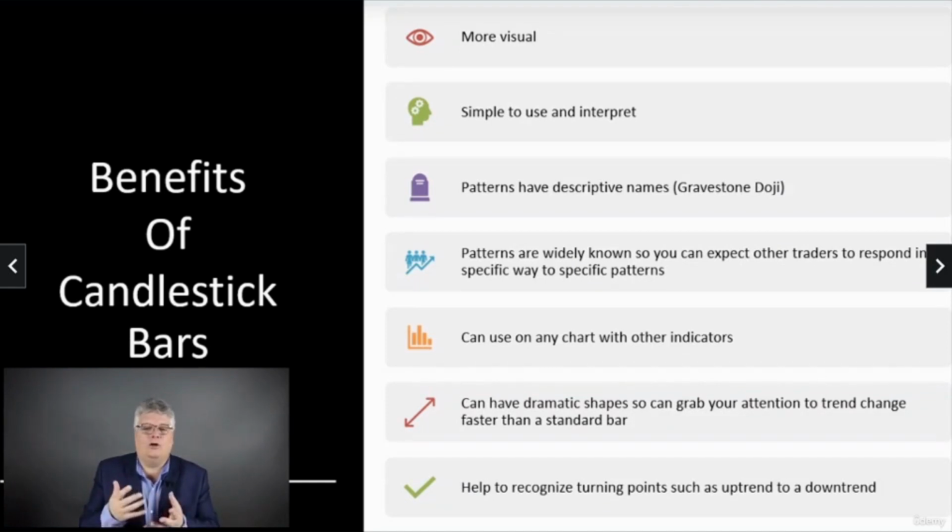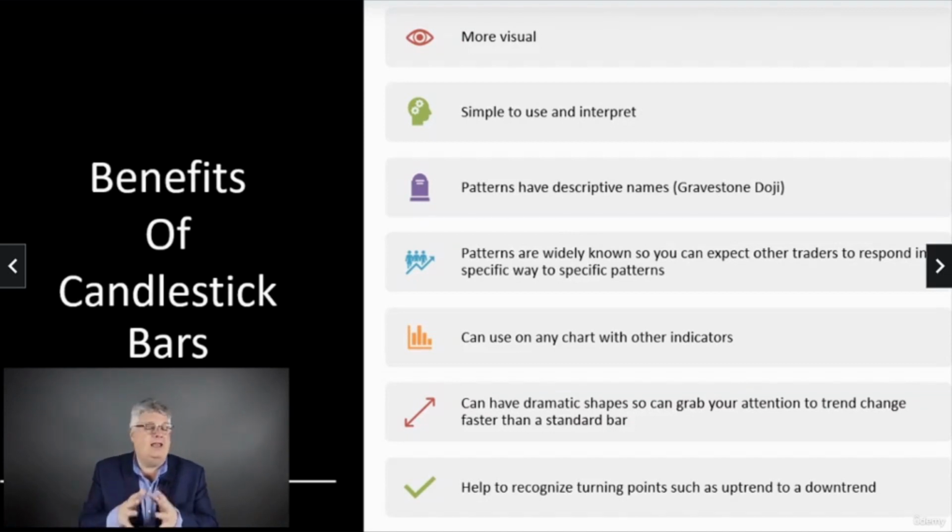And the patterns are widely known, so you can expect other traders to respond in specific ways to specific patterns, which is a good thing. If everybody sees something like, let's say, a Gravestone Doji, which again we'll learn about, and people react in a certain way, well, that helps us as traders to see which way the market sentiment is, which way things might be going, and we can trade on that too. So things where patterns work together with a large group of people is a good thing.